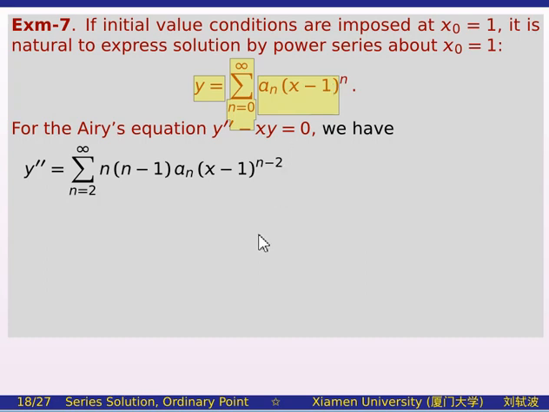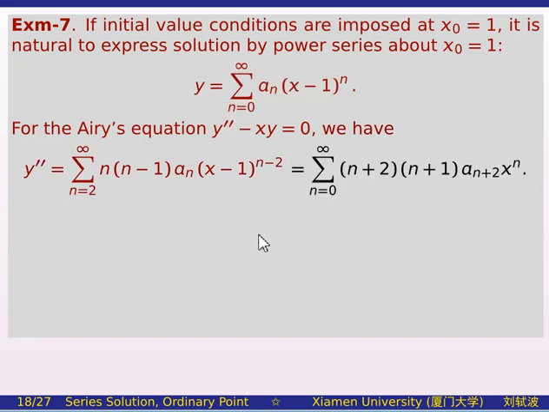Okay, then we switch the summation index. That is, we let n minus 2 be a new n. That is, the old n is the new n plus 2, and the new n ranges from 0 to infinity, because the old one is from 2 to infinity. So switching the index, we see that y double prime can be written in this way.